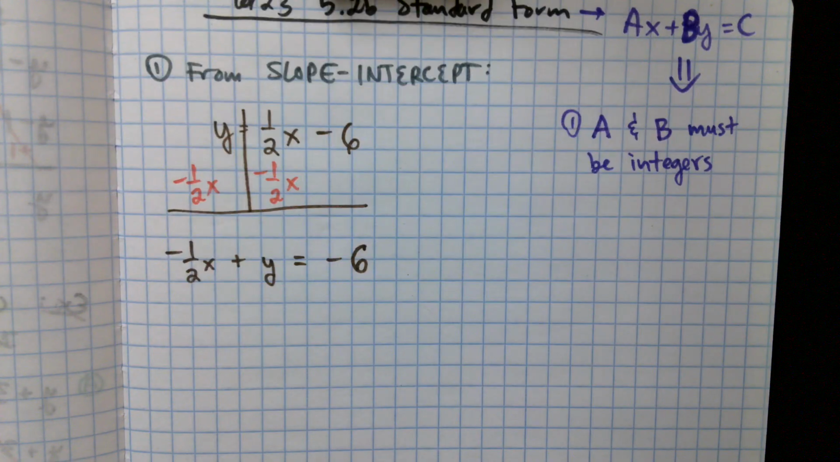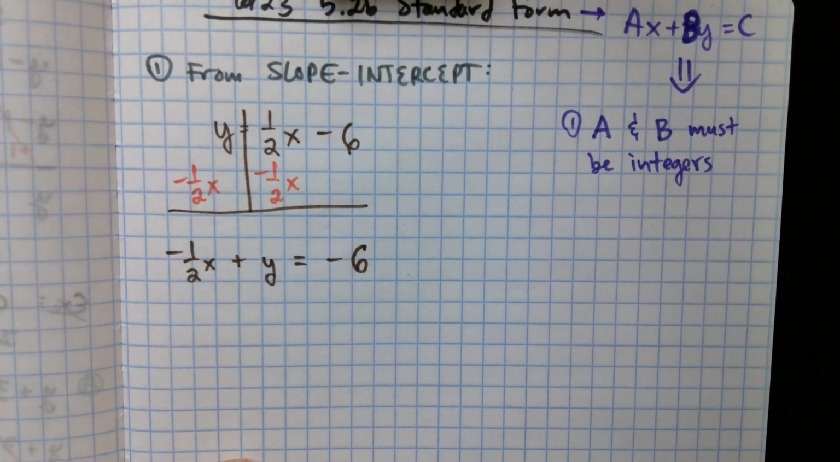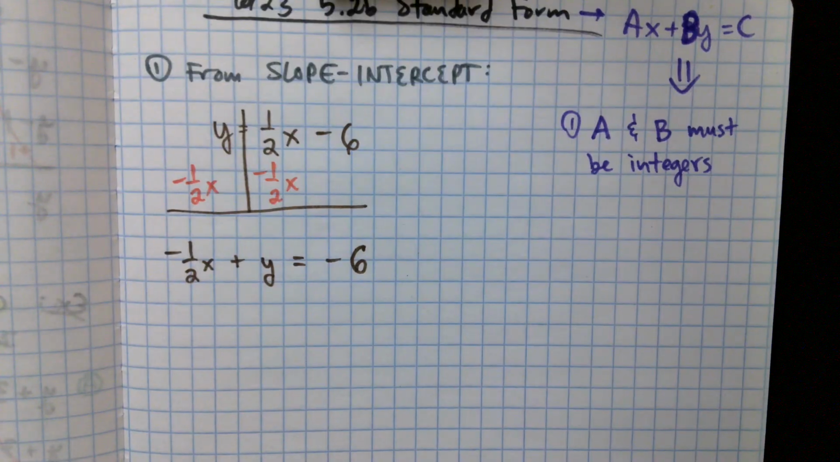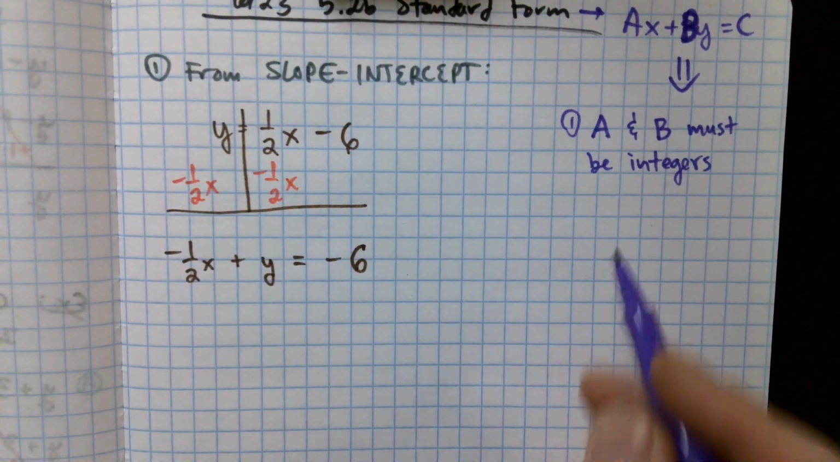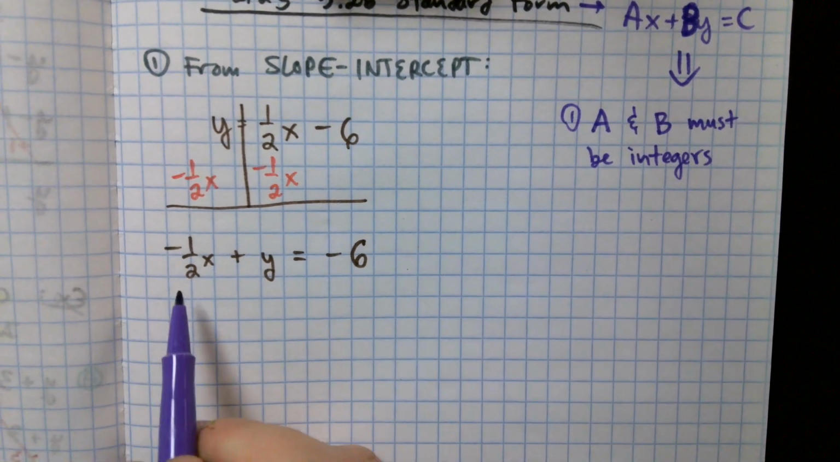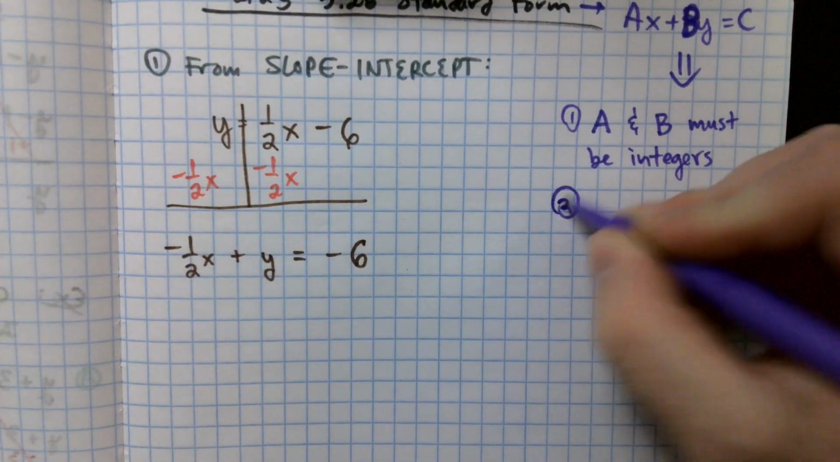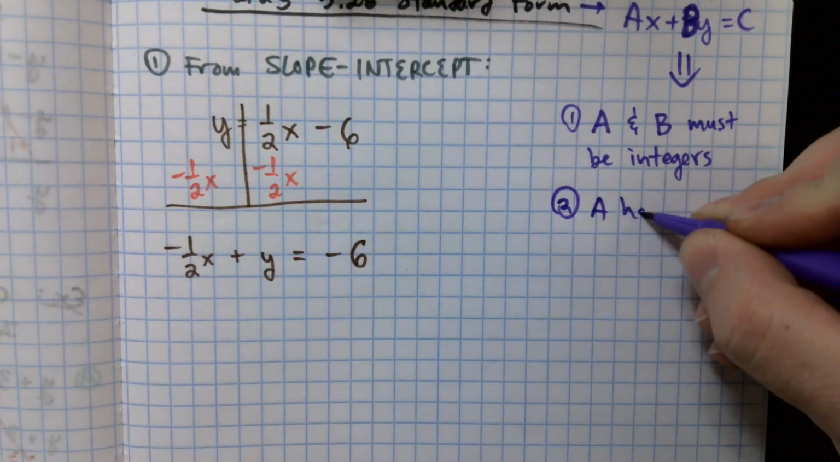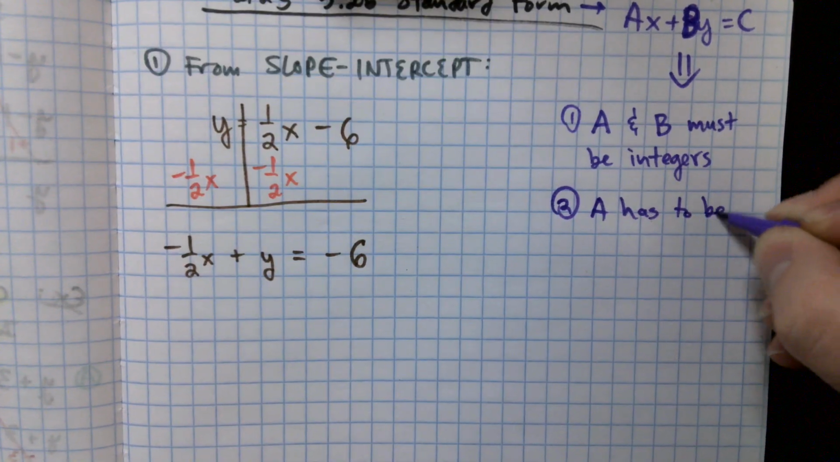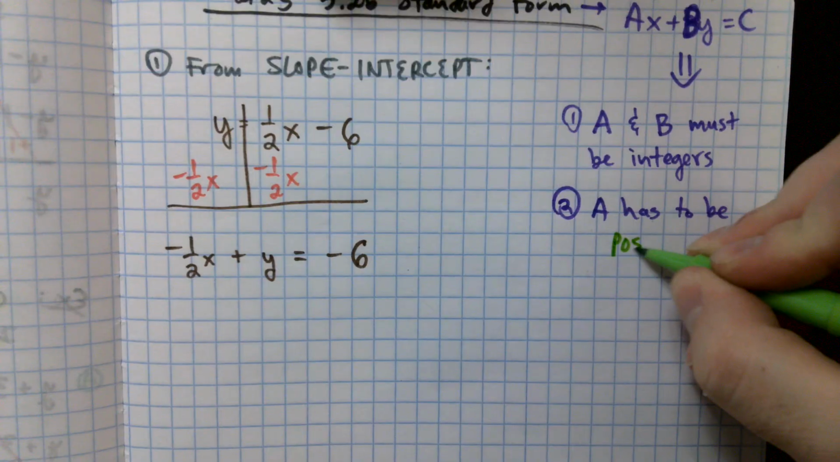Integer just means number line number. So everything you see on the number line is an integer. Whole numbers are only the positive versions of integers. Does that make any sense? Okay. Basically, integers cannot be fractions, they cannot be decimals. So because my a value is a fraction, I gotta fix that. The other thing I want is I want a to be positive. My a value has to be positive.